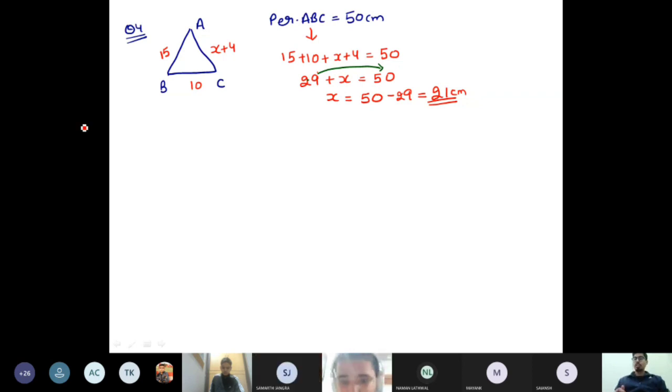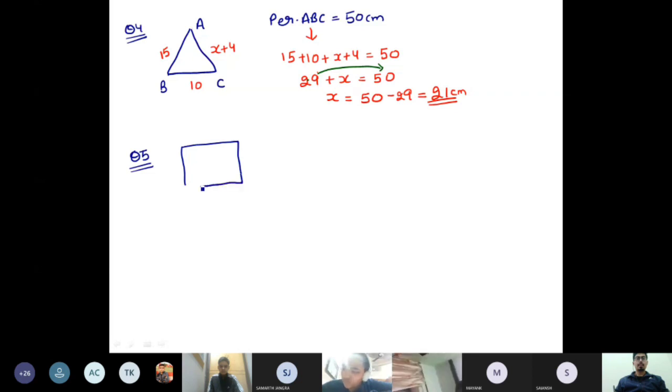Now let us discuss the next question, question number 5, students. The breadth of the rectangular park is 48 meter. If 3 kilometer and 72 meter of wire is required for the fencing, the wire on the boundary is given to us.